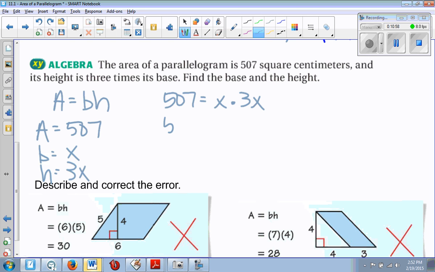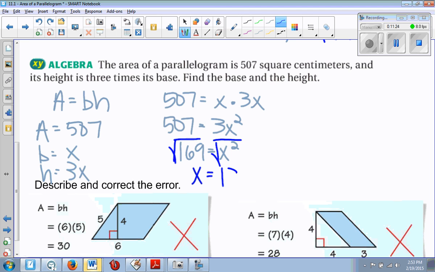Using our tools from Algebra 1, x times 3x is 3x squared. And again, using our rules from Algebra 1, we would divide both sides by 3, and we would get 169 equals x squared. Again, using our rules from algebra, in order to undo a square, we're going to square root. So I end up with an x value of 13.